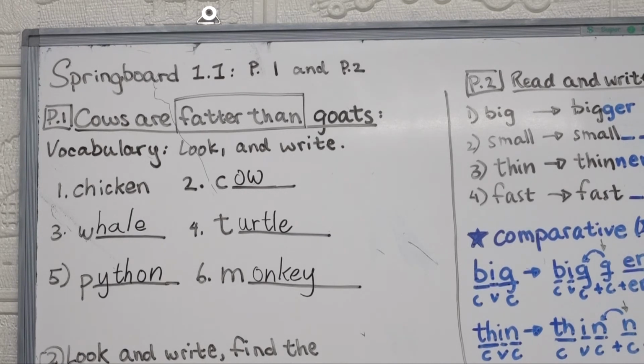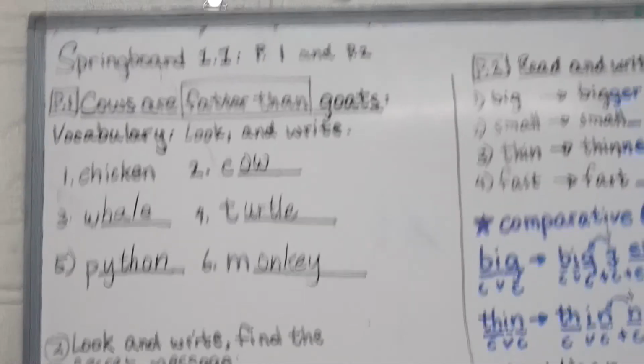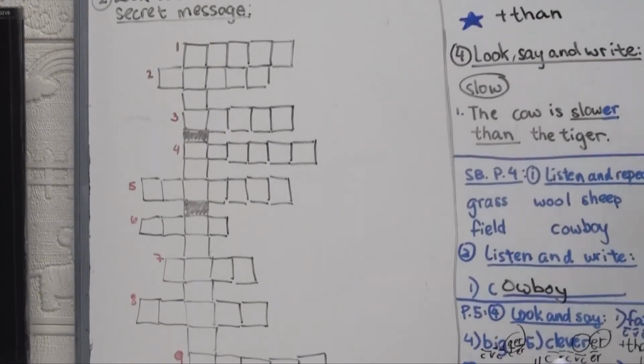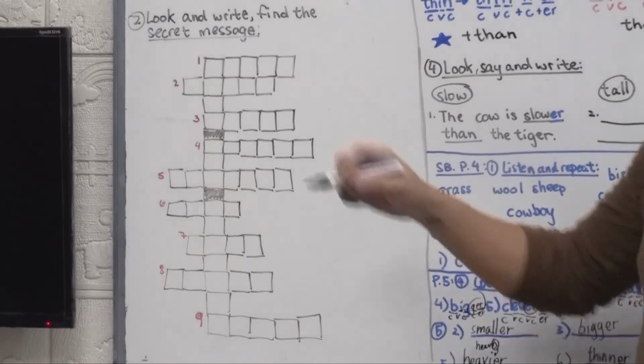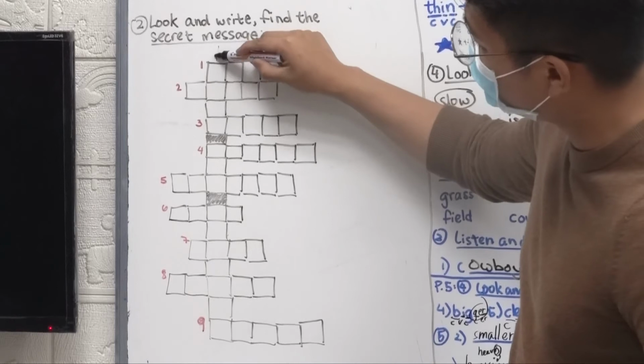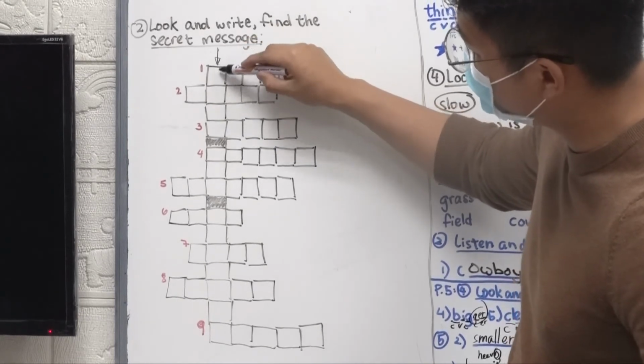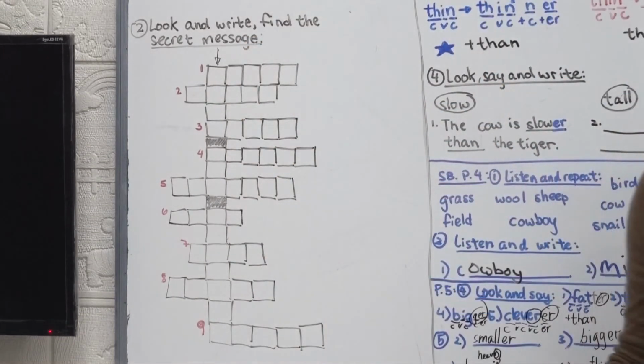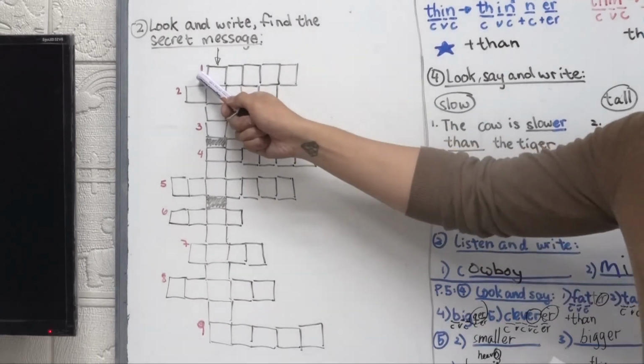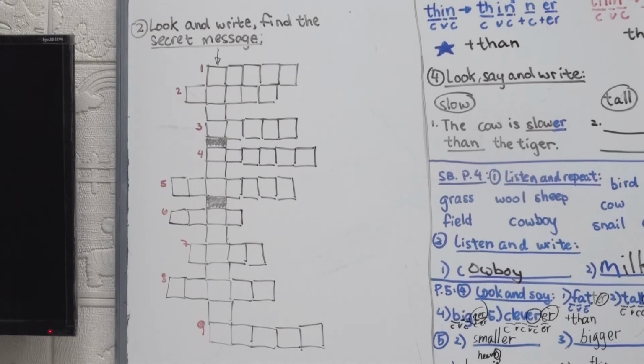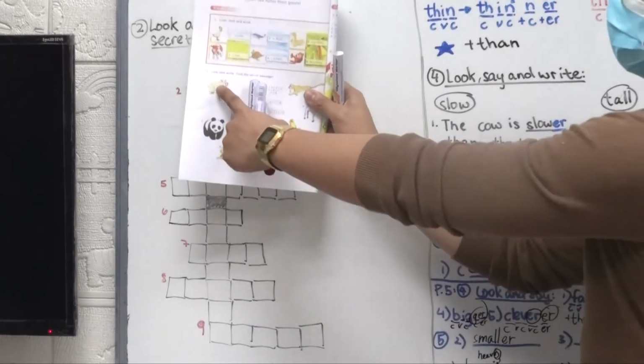Alright, so now let's go and do the word puzzle. We have a secret word, a secret message. Where's the secret message? The secret message is over here, okay? This is the secret message going down. We will find the secret message later. Now let's look at picture 1 first. What animal is picture 1? Hippo. Right, picture 1 is hippo.